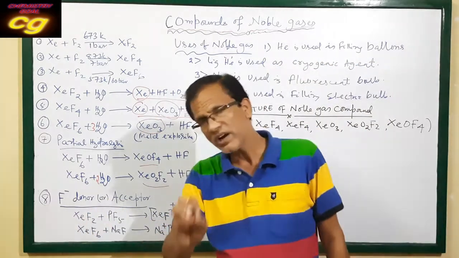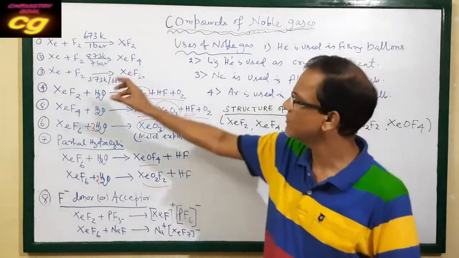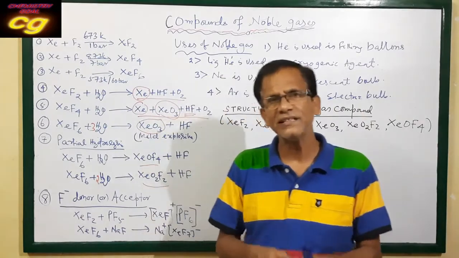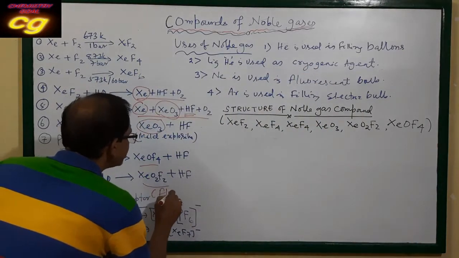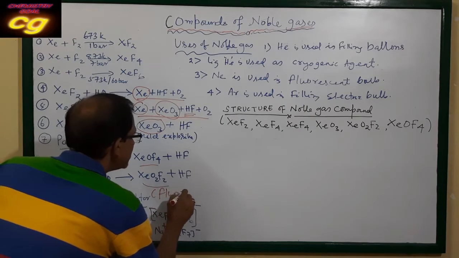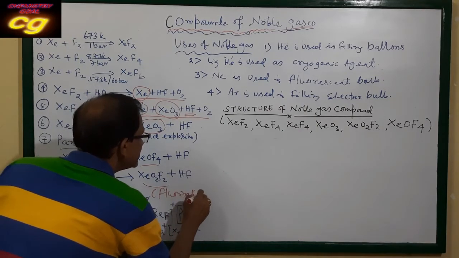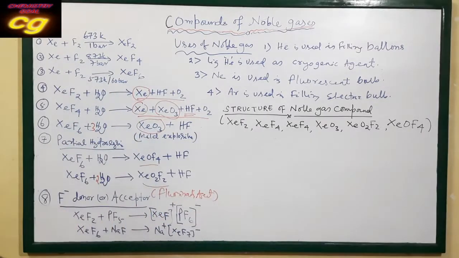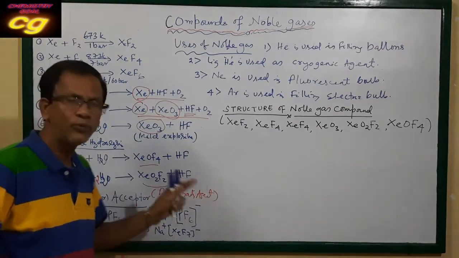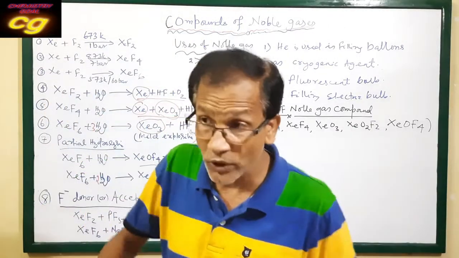Then another important property of fluorides of xenon is that they act as a fluorinating agent. Which acts as a fluorinating agent? All fluorides of xenon act as a fluorinating agent.